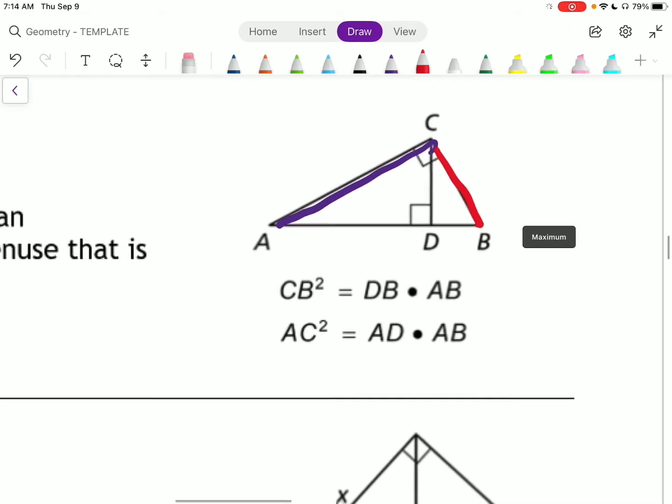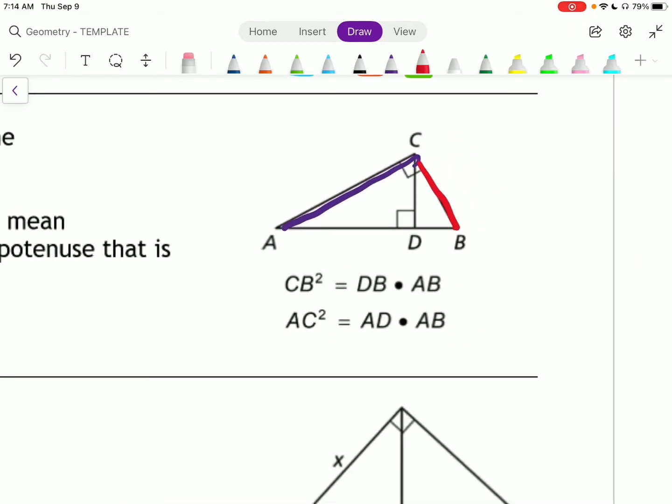So if we're talking about the left side, the purple side, that is AC. So AC is the geometric mean of AD times AB, the whole thing.